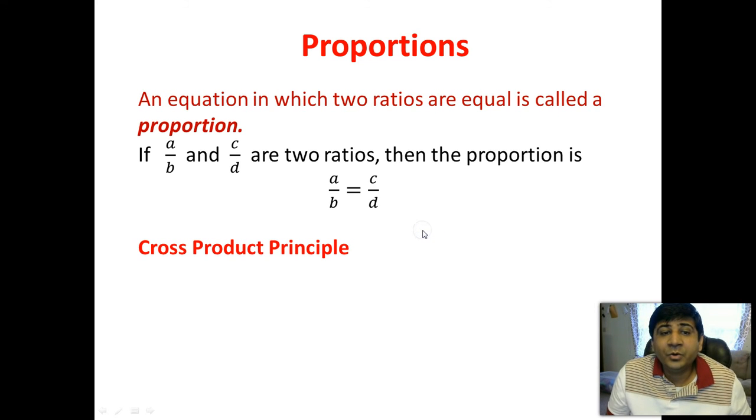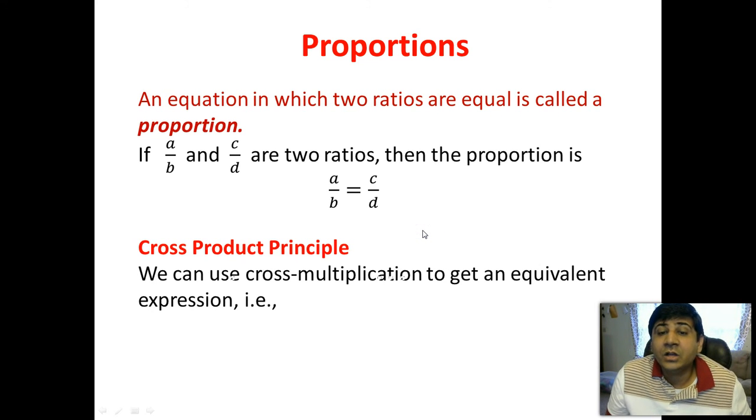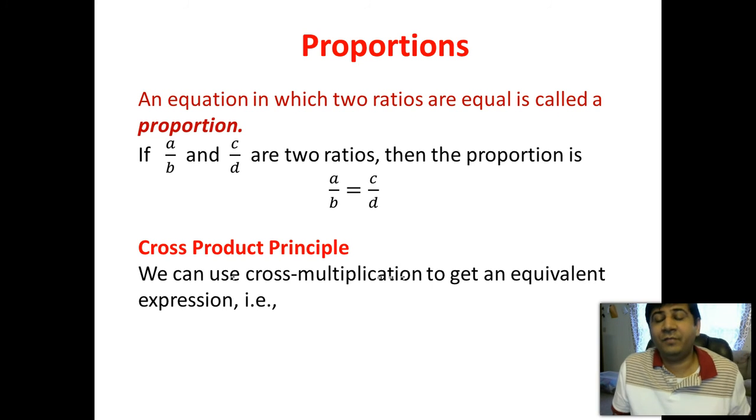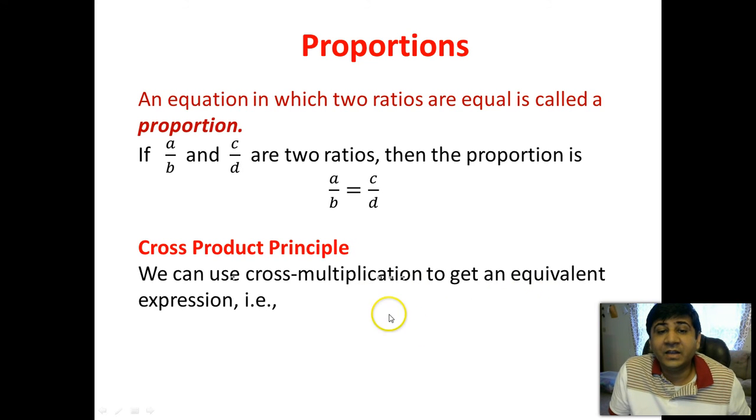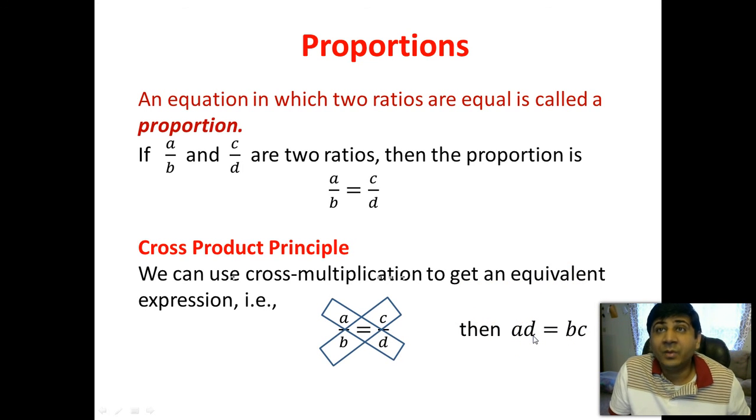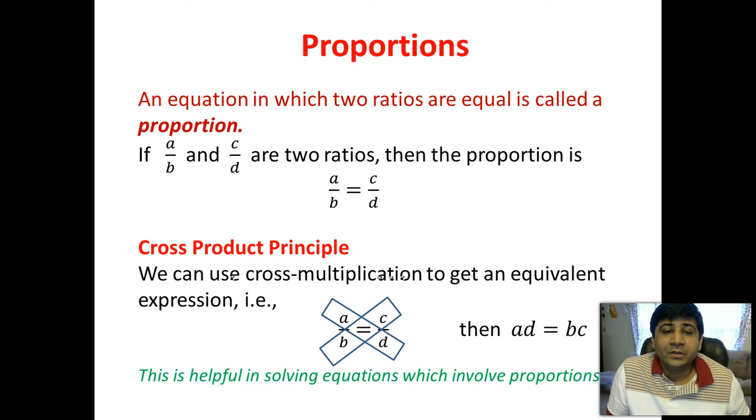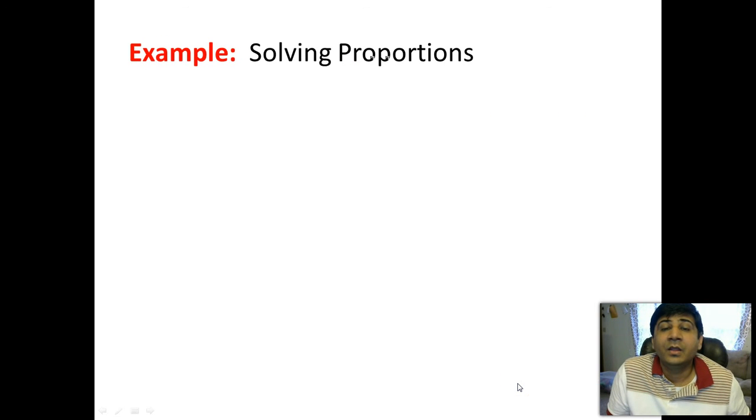Now how do we solve a proportion? We will need cross multiplication, the famous old friend. It helps us when we have fractions, and it will give us an equivalent expression. If you multiply A with D and B with C, that will give us another equivalent expression. So when dealing with proportions, cross multiplication is the key. Whenever you have an equation involving fractions, cross multiply and you will get rid of the fractions. This is very helpful in solving equations involving proportions or fractions.